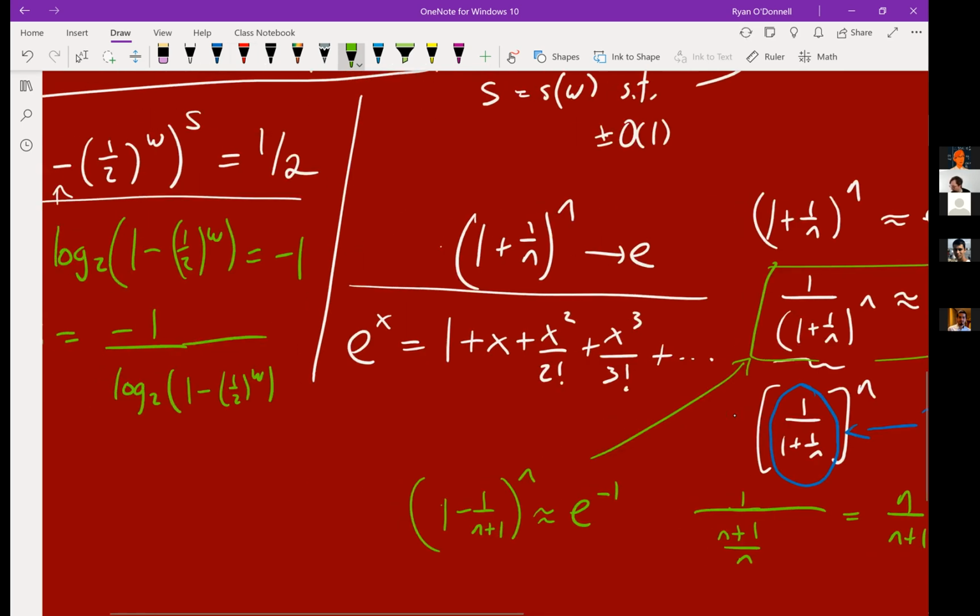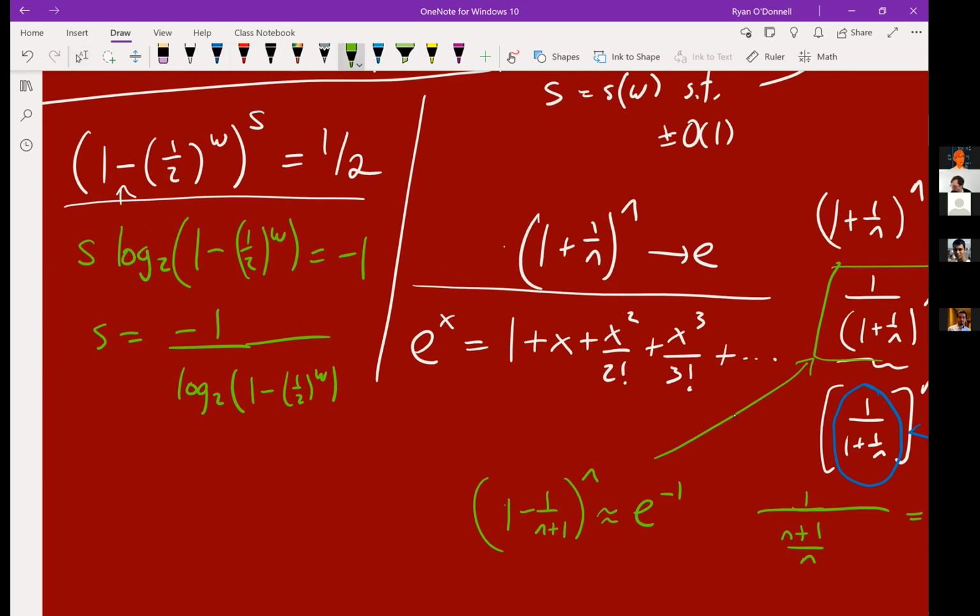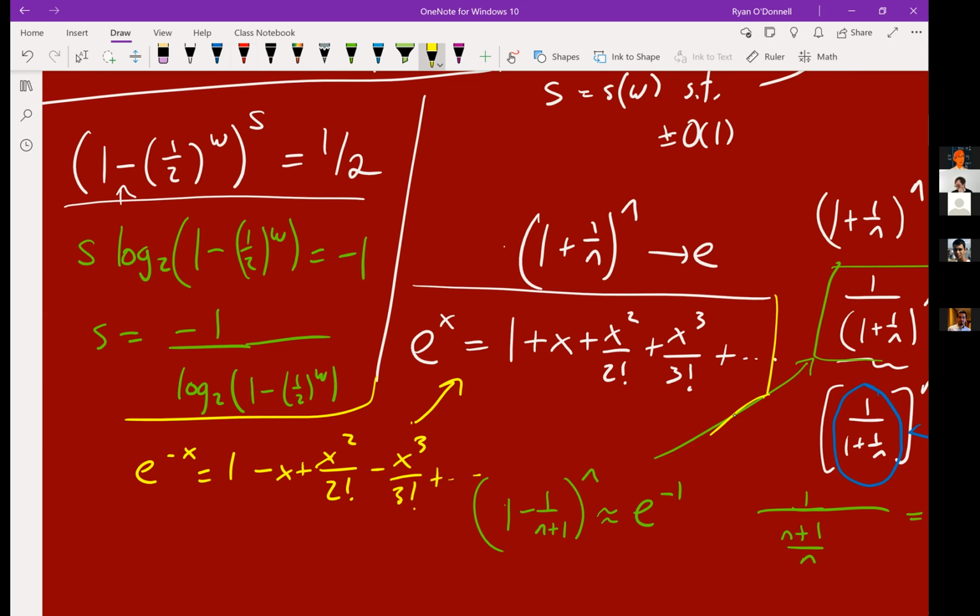Let's look a little closer, because now you see how here we have 1 minus something raised to a large power. This is approximately 1 over e. I don't know what that is, 0.67 or something. Or no, 0.3 something. So that's more similar. What I just did there was similar to taking x to be minus x here. So e to the minus x is 1 minus x plus x squared over 2 factorial minus x cubed over 3 factorial plus dot dot dot.